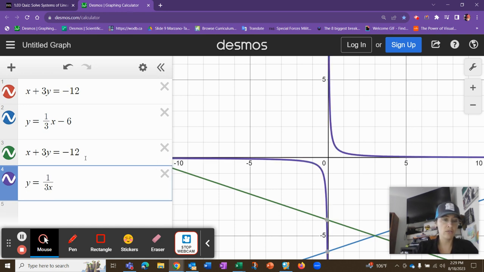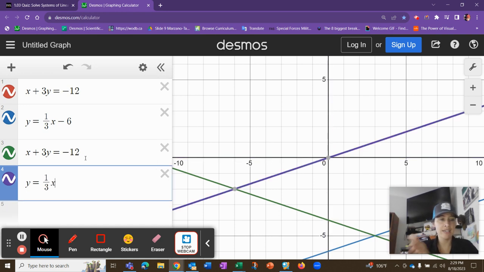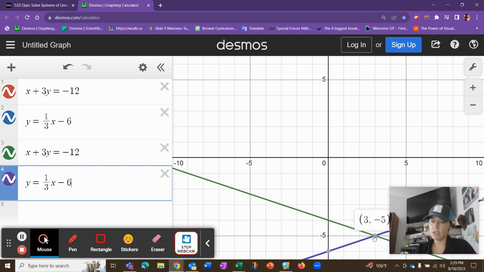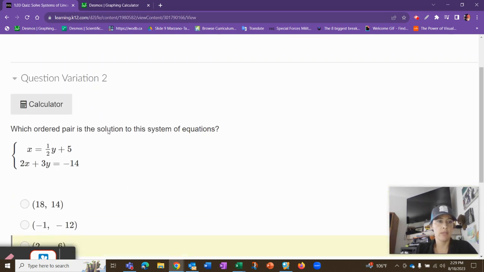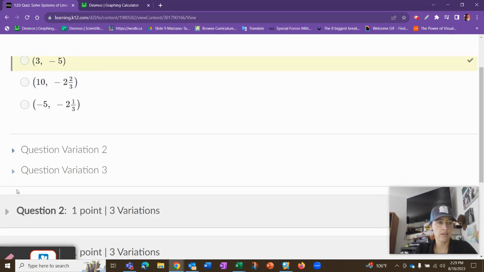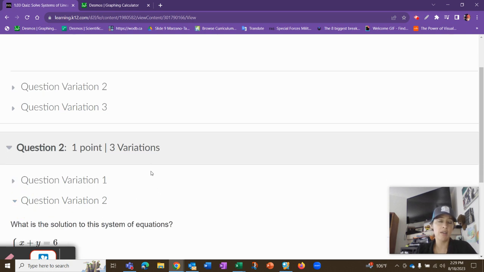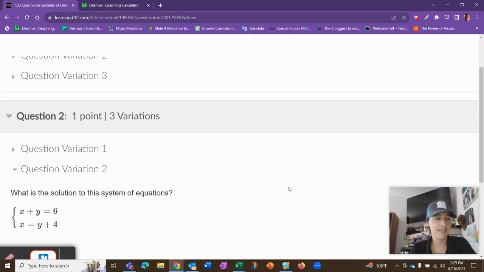Notice how if you do that, you still have to make sure the x is next to it, not in the denominator, -6. So you could have typed it. You don't have to copy paste it. There you go. Moving on. Oops, we're going to get rid of these questions. Question 2, variation 2. Again, you might not have the same variation, but the same skills will work.